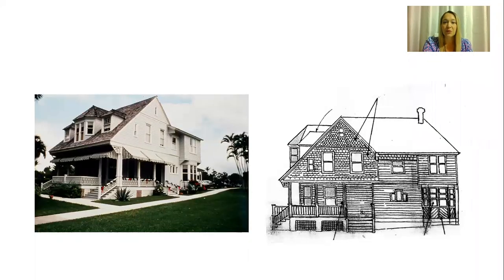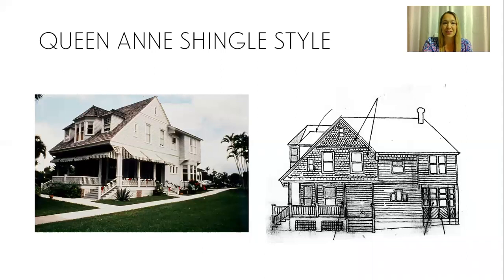So let's just do a quick recap. Does anybody remember the name of this architectural style? Hopefully you said the Queen Anne shingle style. And let's go over some of the features that we learned about for that style. You can see the wraparound front porch right here. You can see dormer windows, the bay window, the fish scale shingles. You can see wood shingles here for the roof. You can see a gable roof as well, which we learned about. And there's also some horizontal wood shiplap siding.